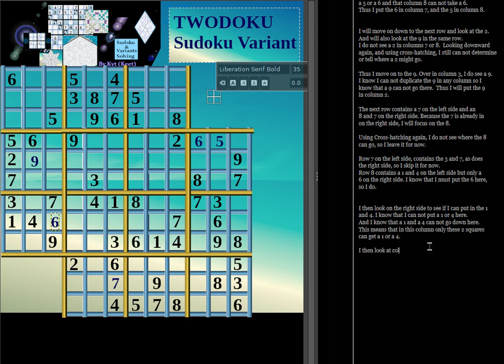I then look at column 7 and see that a 1 or a 4 can go here or here. But they cannot go here. I also keep in mind that I have not ruled out these squares down here.